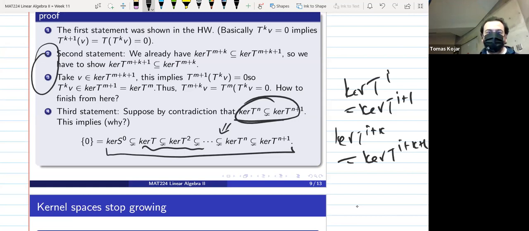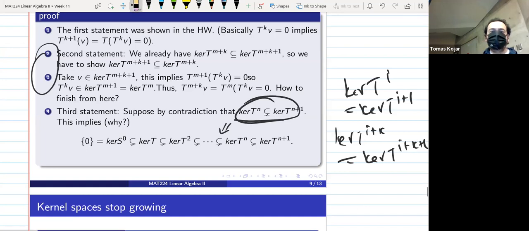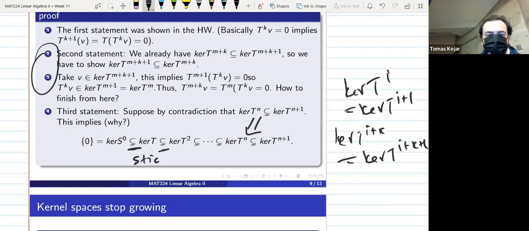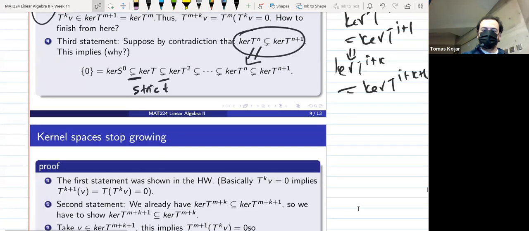I'm trying to do this proof step by step. My question was, why does this imply this? By this, I mean that there are strict inclusions. If you did not have strict inclusion, then you get this by part two, which would imply that this guy is equal. So they have to be strict inclusions. And then we're one step away from the contradiction. So let's get the contradiction.